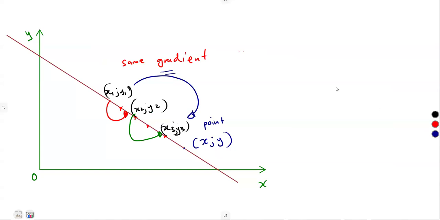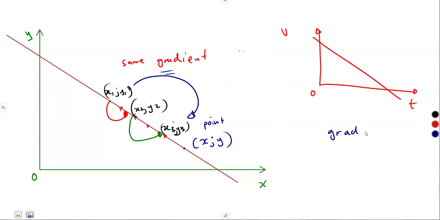Now, let us consider that we have got a velocity time graph. This is your velocity and this is your time. If the gradient represents acceleration, it means acceleration is the same throughout. Constant acceleration. So if I calculate acceleration using these two points, I'm going to have the same answer as acceleration calculated using these two other points.